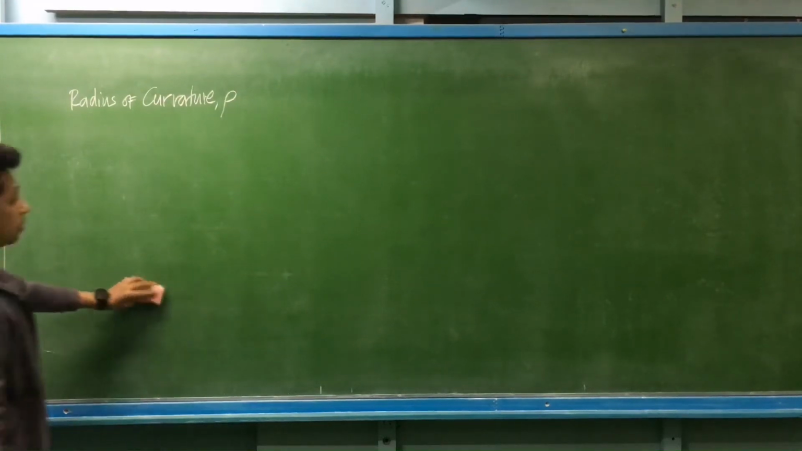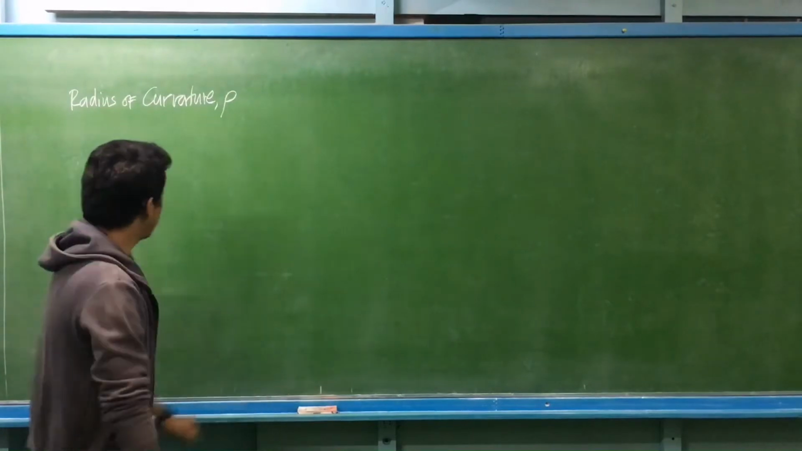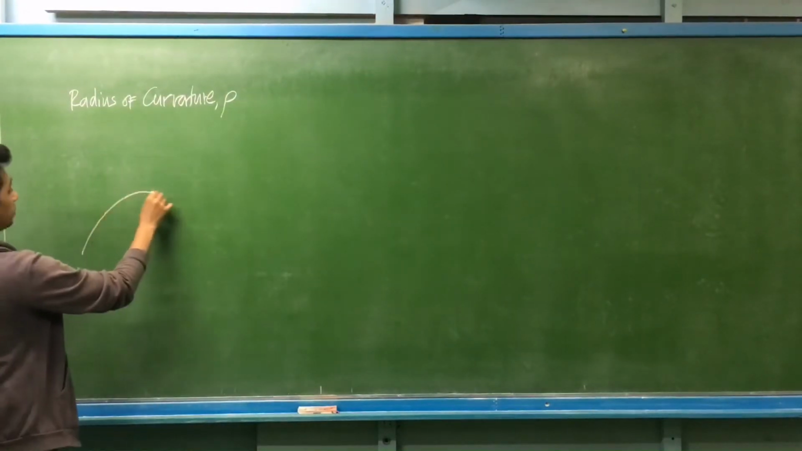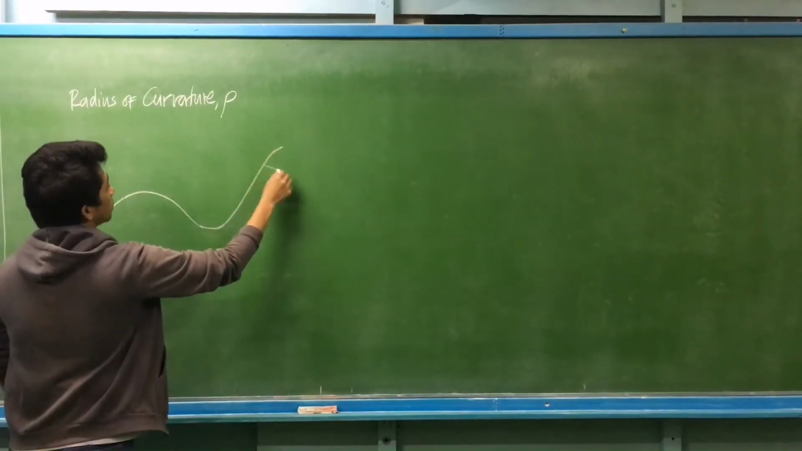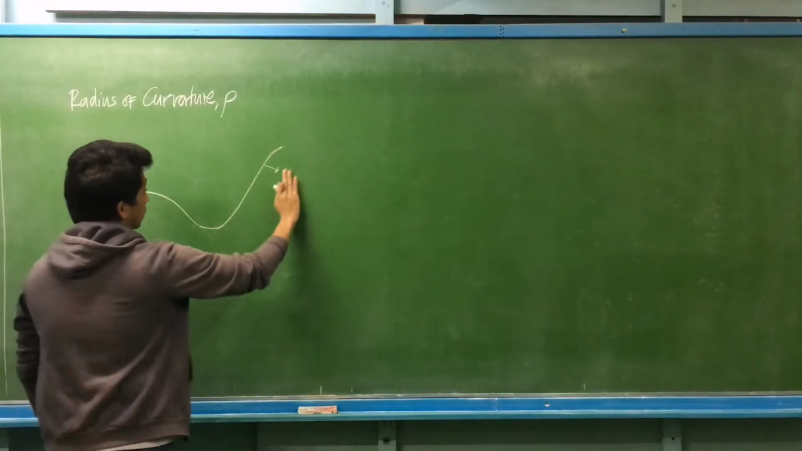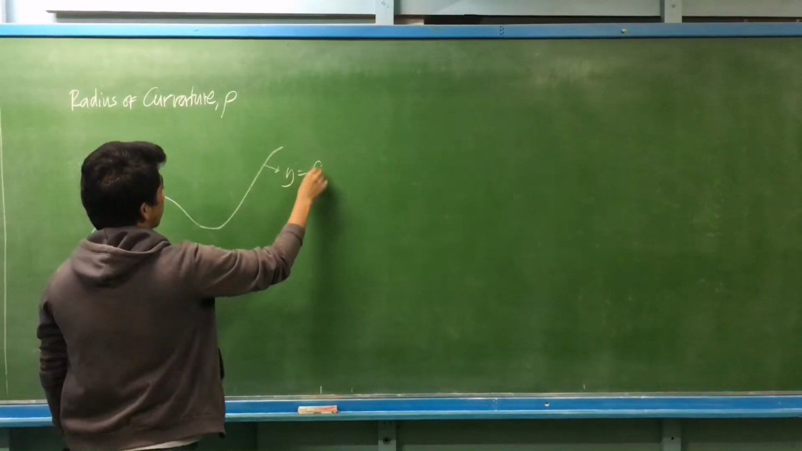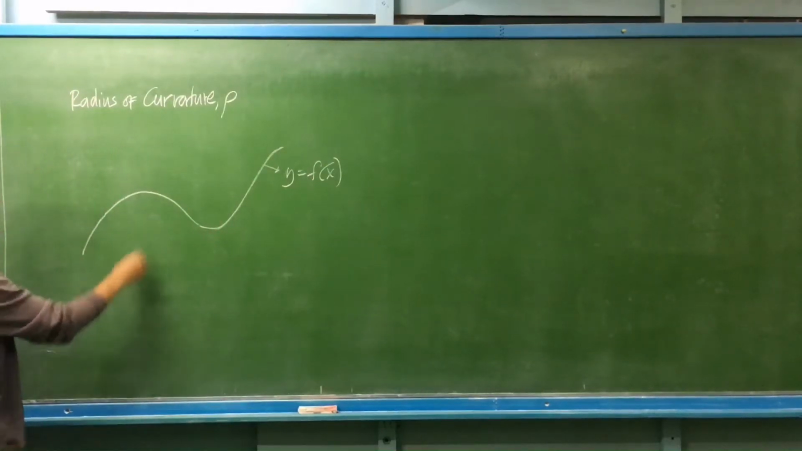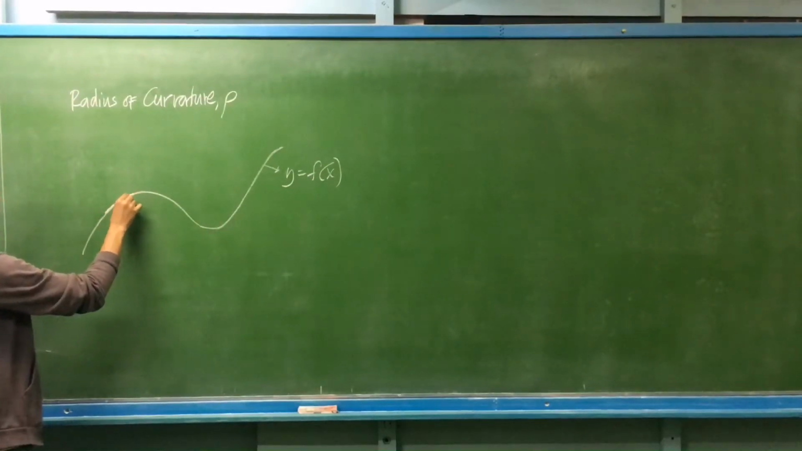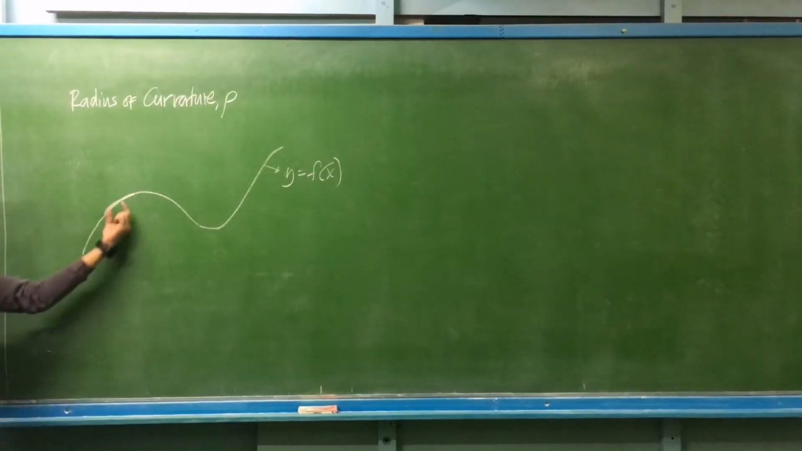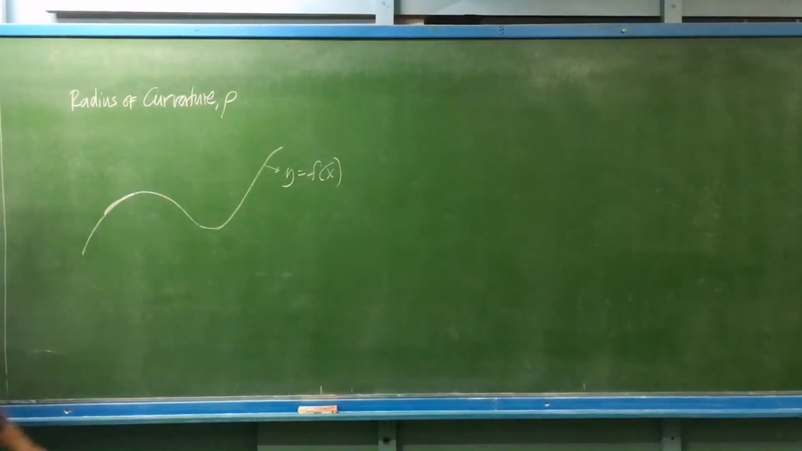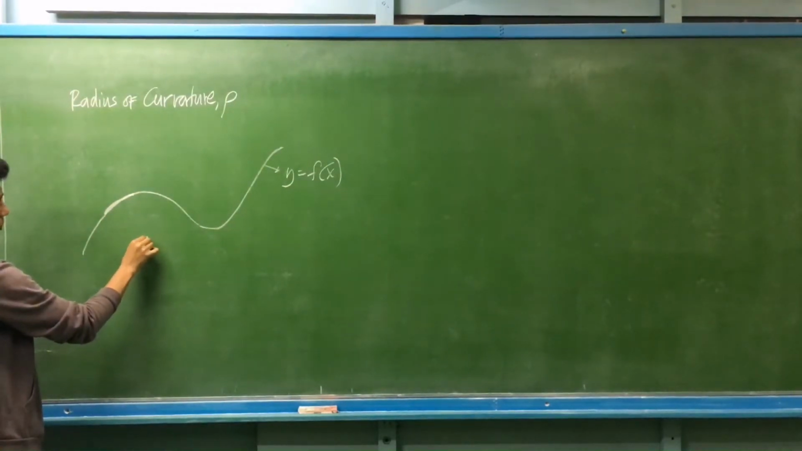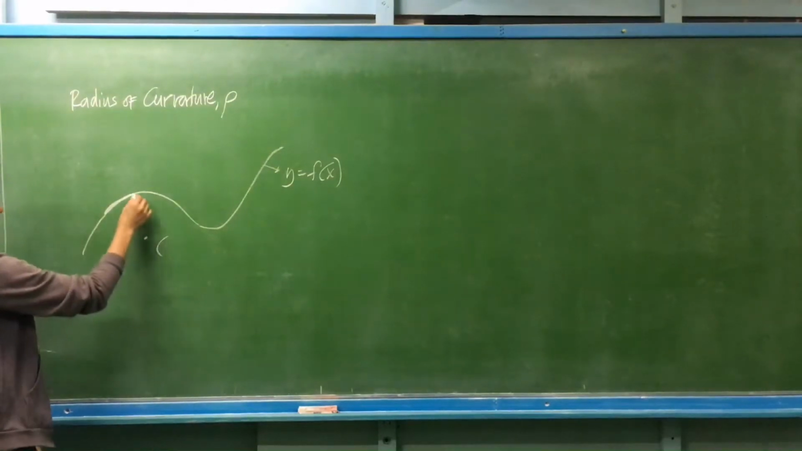Okay, so we proceed to radius of curvature. For example, we have this function. Let's say this function is expressed as y is equal to f of x. Along the curve, you are to consider an arc. This arc can possibly be an arc of a circle. For example, we consider this point as the center of that.